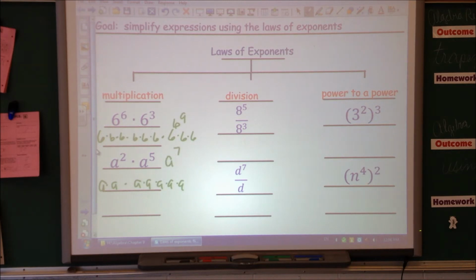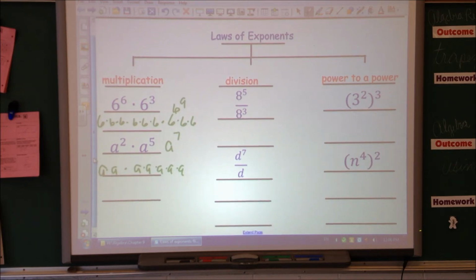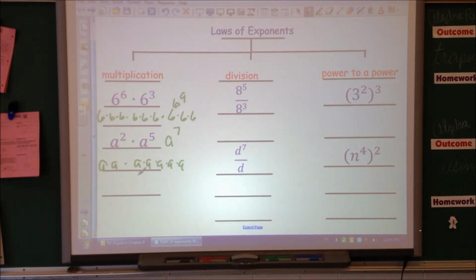So if you realize, the fast trick, instead of writing out all these a's and all these 6's, is that we simply add the powers. But there's a special rule.